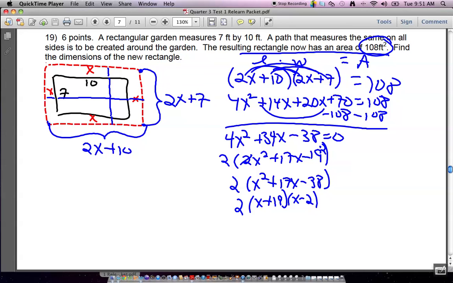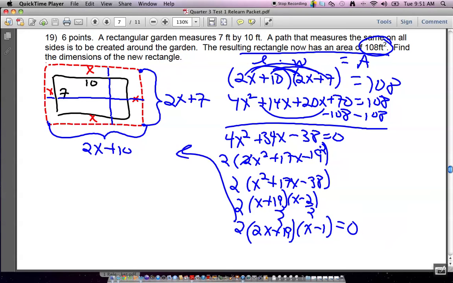Again, do the quick mental check. Pause your video right now. Do the mental check. You'll see that it works. And then I have to divide back in by the 2. So I get 2. I get 2x plus 19, and I get x minus 1 equals 0. Now, let's go over here. Maybe it's the guy on the left. Maybe it's the guy in the middle. And maybe it's the guy on the right.